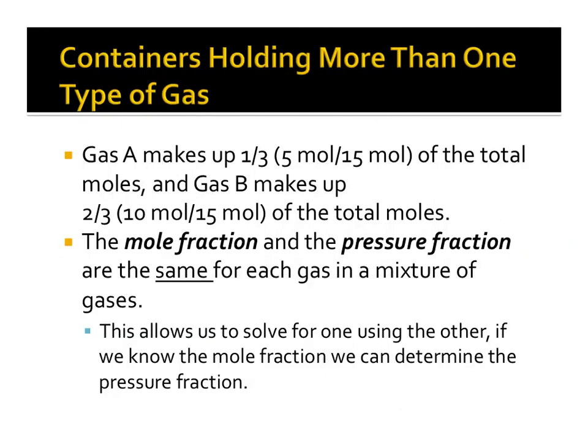So gas A makes up 1/3, or 5/15 of the total moles, and gas B is 2/3, or 10/15 of the total moles. So what we see is our mole fraction and our pressure fraction are the same. This allows us to solve for one another. If we know what all the pressures are, we can figure out what the mole fractions are. This could lead into empirical formulas, if you remember from a while ago, and all of those.